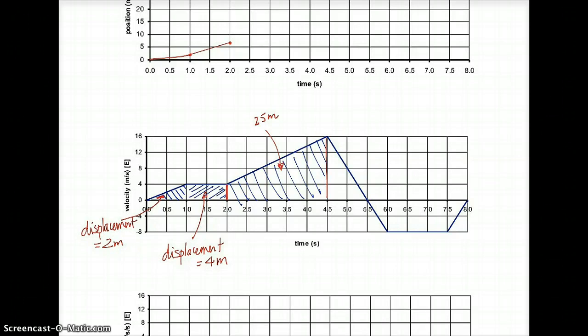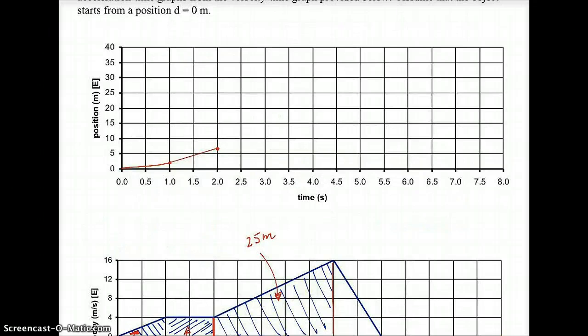So if I now go back up to my position time graph, if I take 6 meters, which is where I'm already, and I add 25 meters, I get 31 meters. So I'm going to have a point here at 31 meters and 4.5 seconds. So that would be right here.